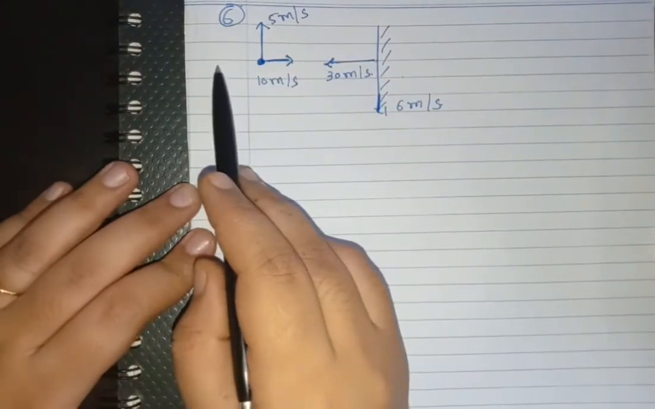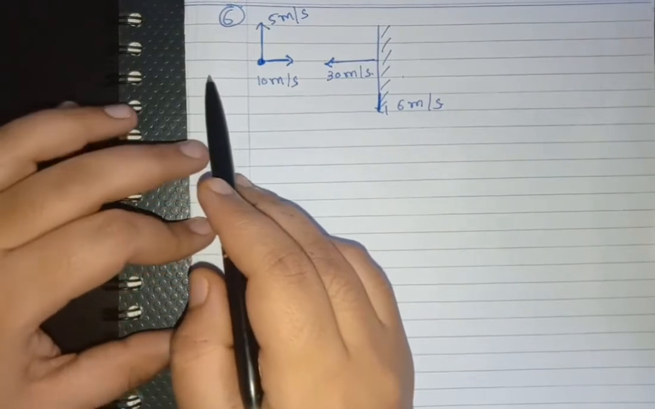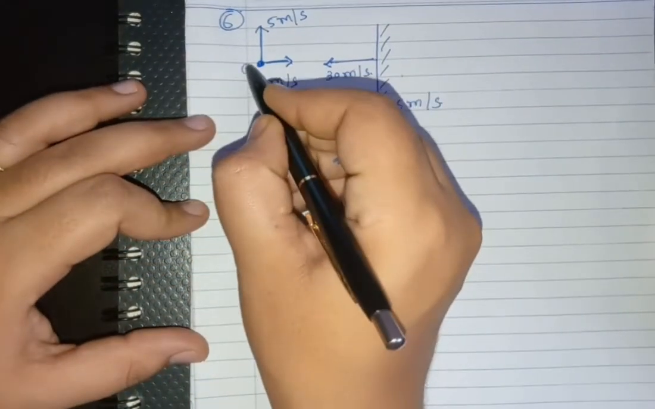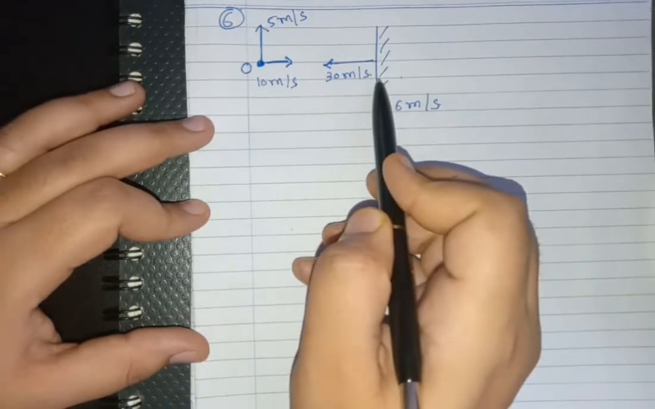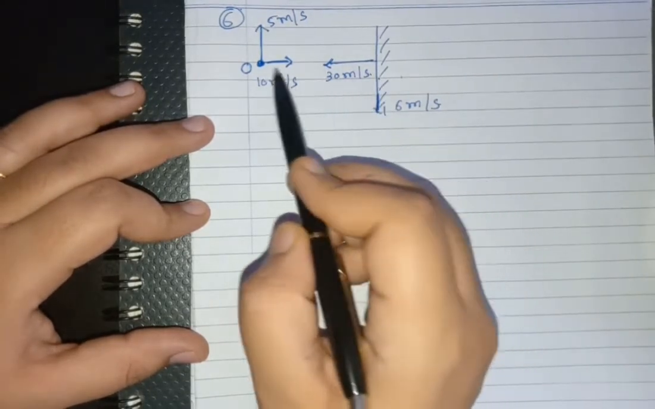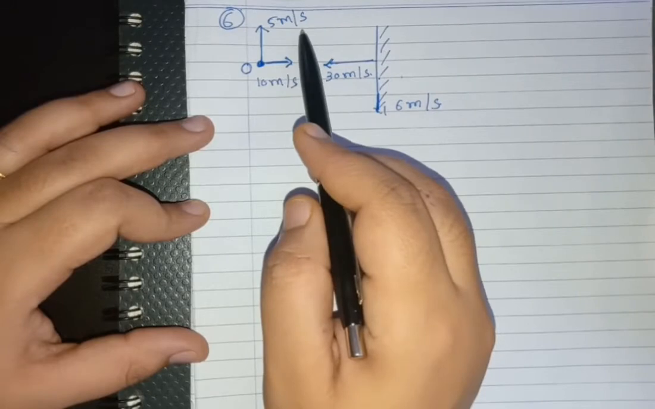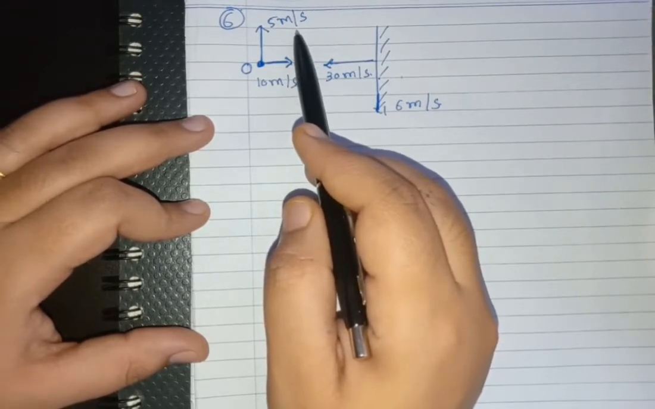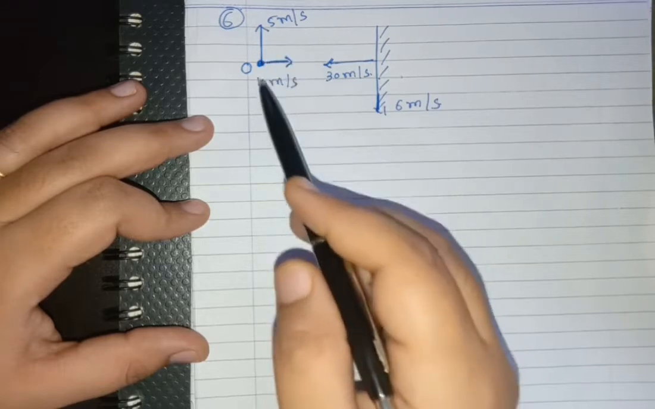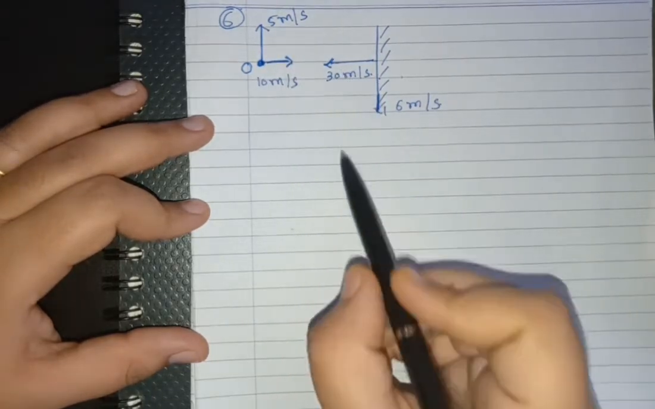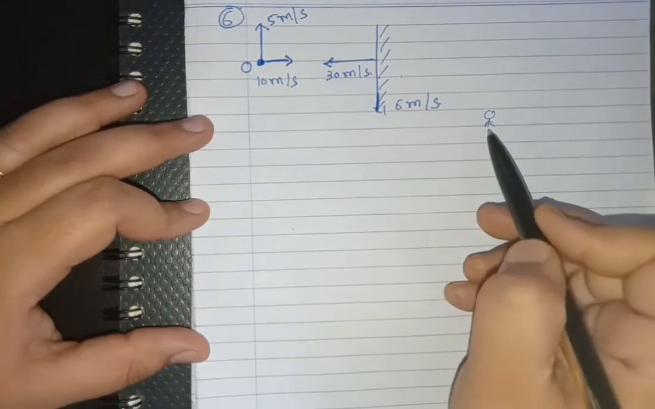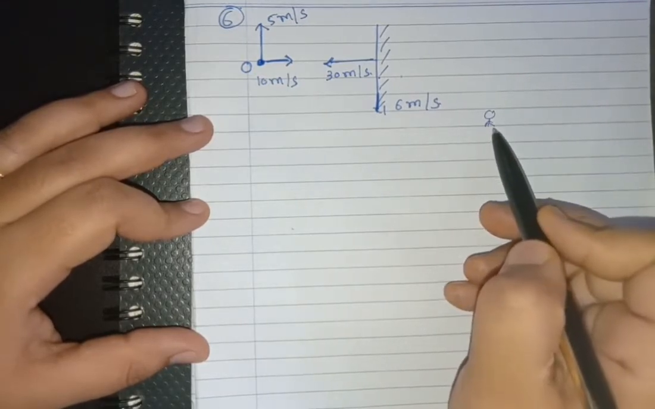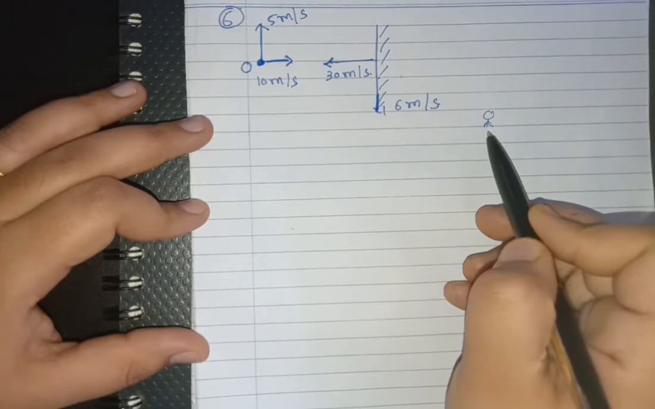In question number 6, it is given that an object is moving in this way towards the mirror with speed 10 meter per second and along the mirror with speed 5 meter per second. We want to find the velocity of image of a moving object with respect to ground. Let's say there is one observer on the ground. We want to find the velocity of image with respect to this observer.